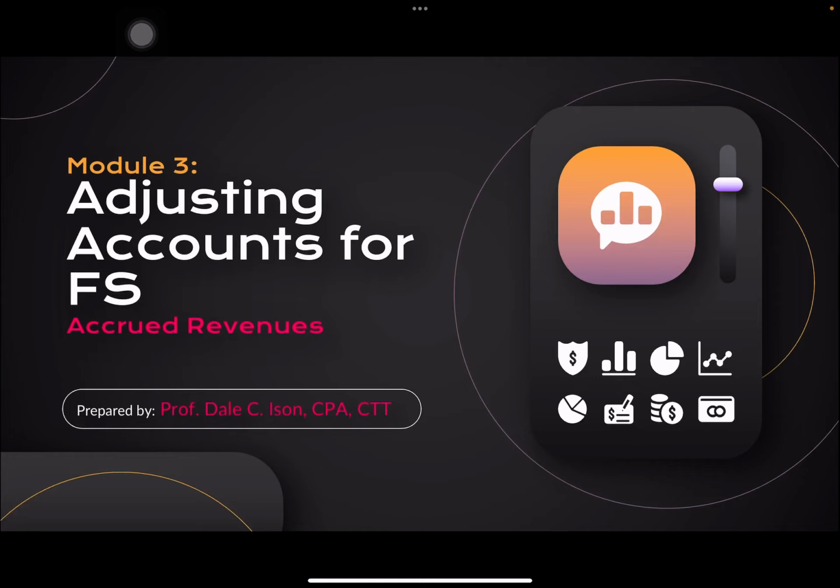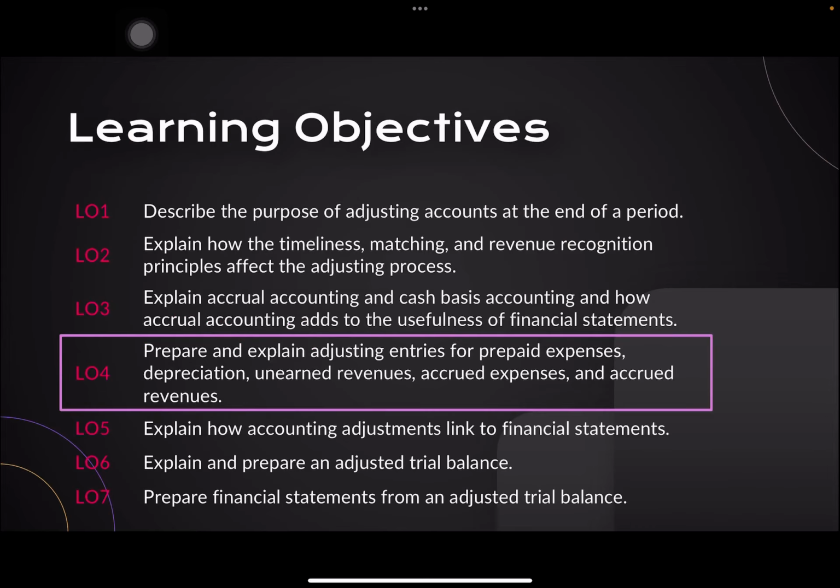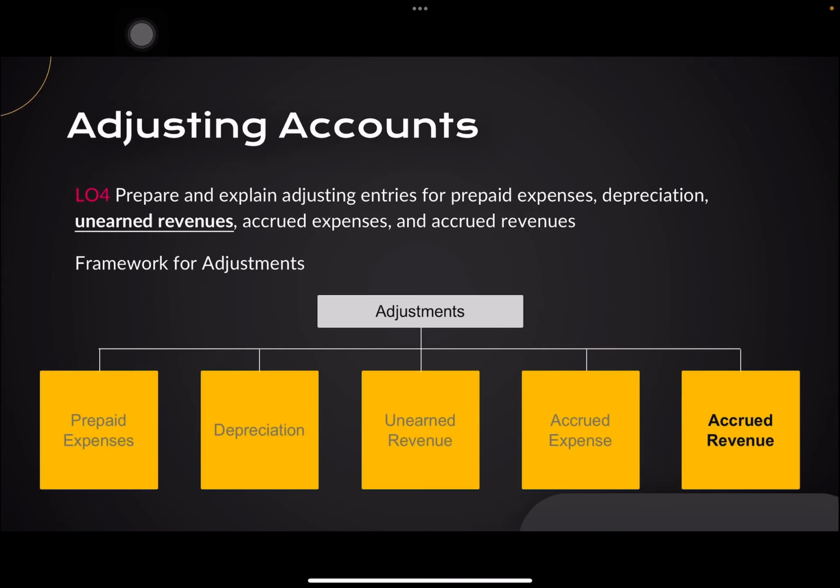Hello, class. So for this session, we'll be talking about the last type of adjusting entry. Again, we're still under adjusting accounts for financial statements, and we will be discussing accrued revenues. So you would like to get a reason on how to prepare and explain adjusting entries, specifically accrued revenues.